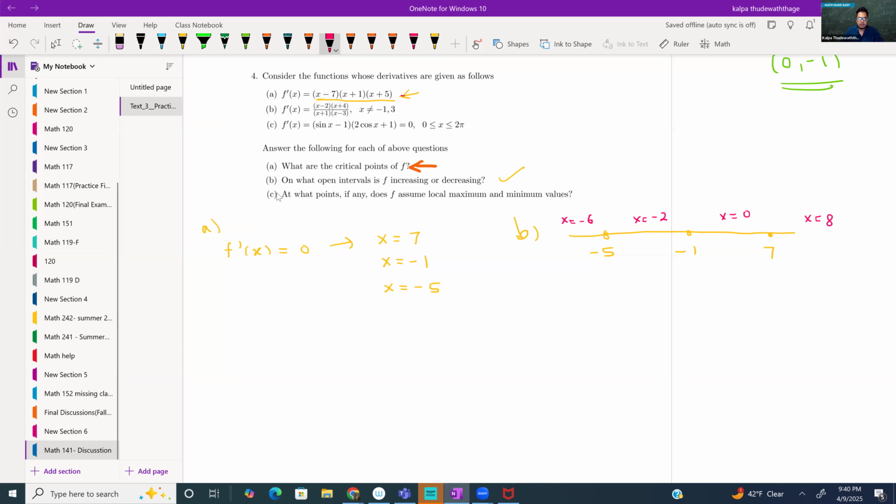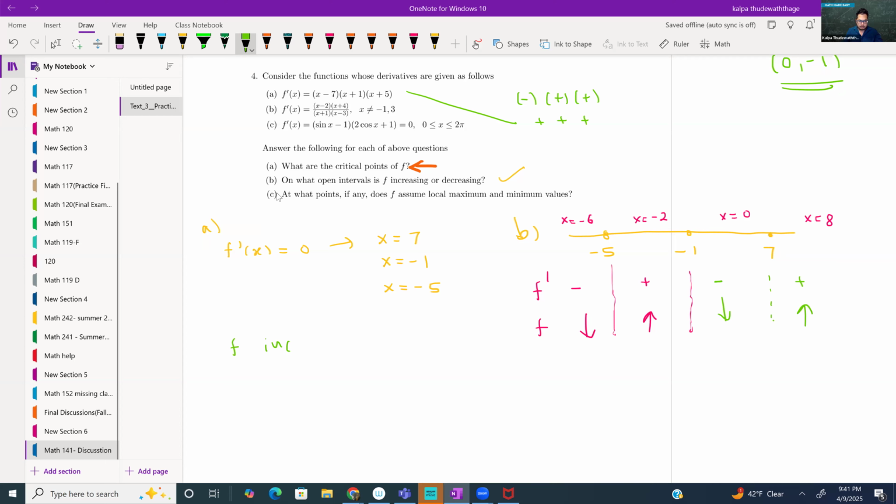If you plug -6 in here, it gives you minus times minus times minus. It's overall negative. The first derivative is negative, which means the function is decreasing. If you plug in -2, it gives me negative, negative, positive. It's overall positive, so it's increasing. If you plug 0 into the first derivative, it's negative, positive, positive, overall negative. It's decreasing. If you plug in 8, it's plus, plus, plus, so the function is increasing.